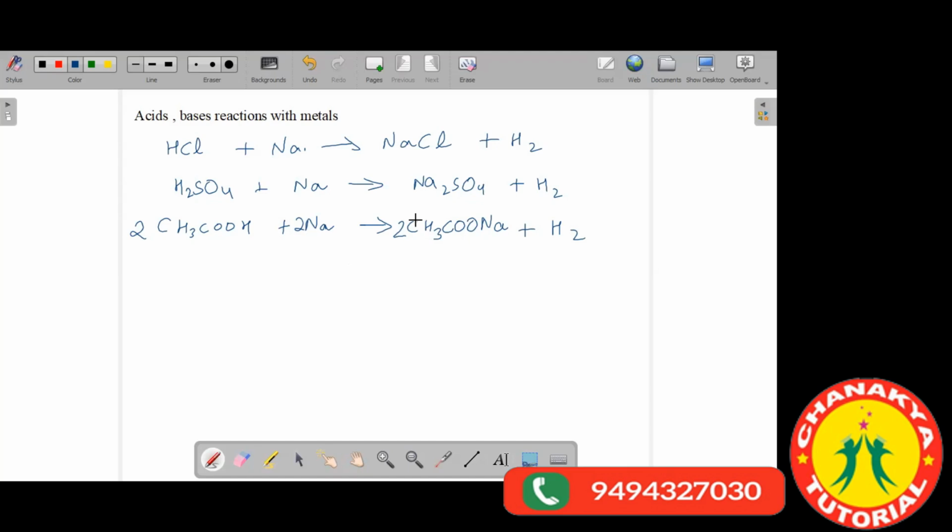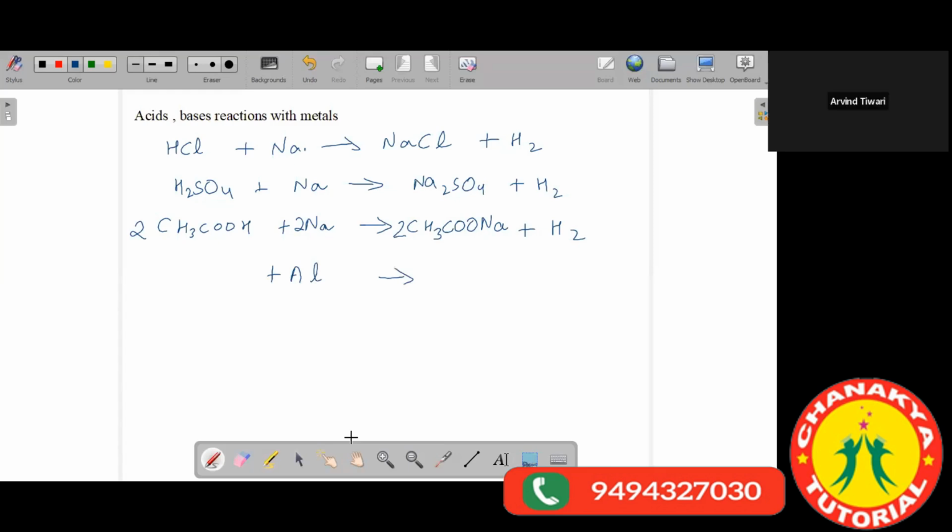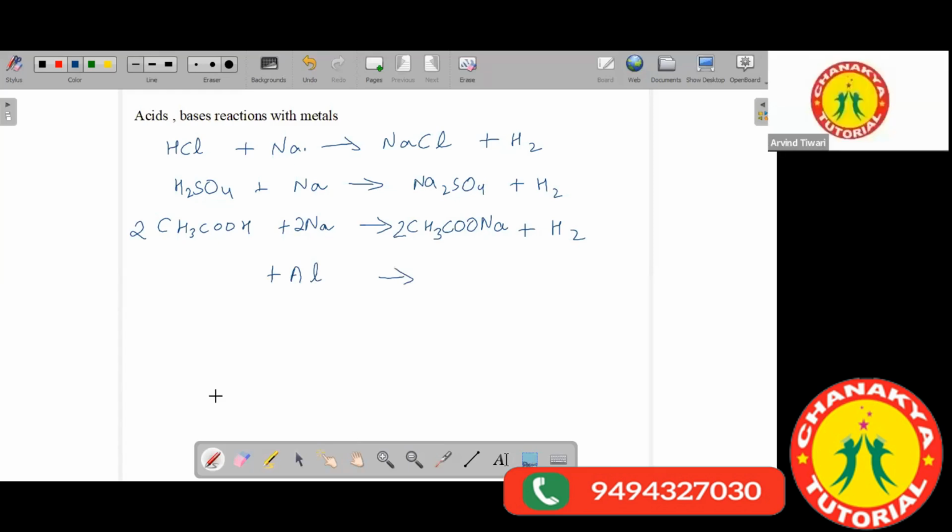Now, do all metals react to the same extent? No, sir. Here we have used sodium. So we use different metals. If we use aluminium, the results will be the same, but the rate of reaction will change. Some metals may react faster, and some may react slower.